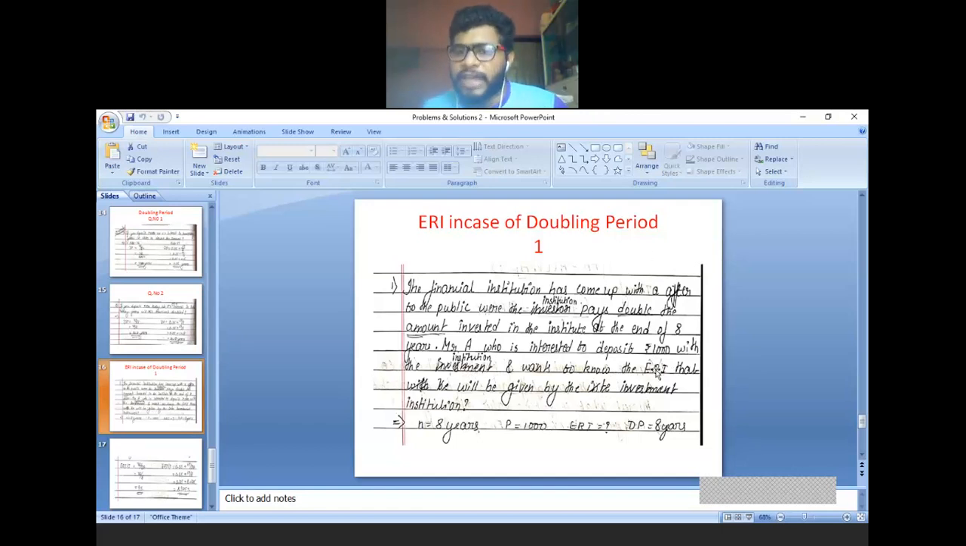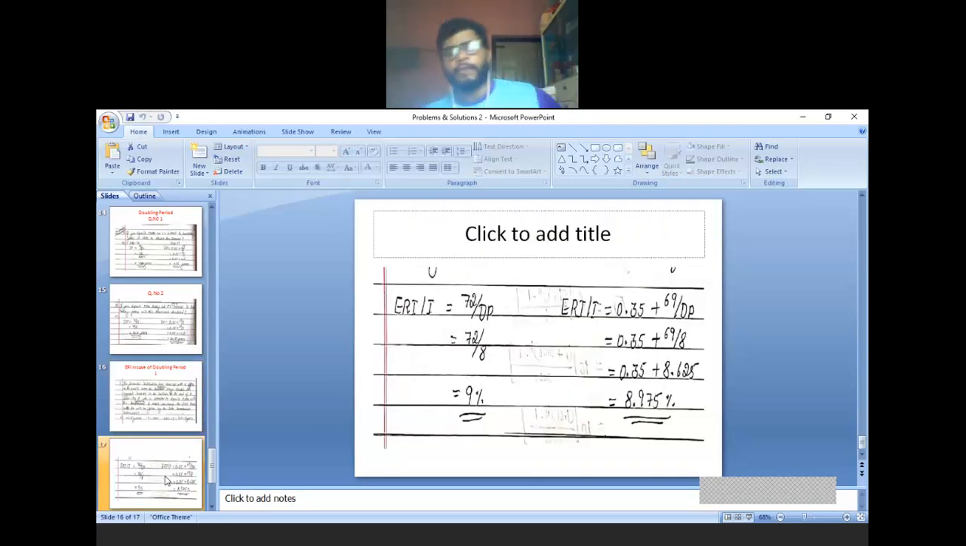So this is ERI in the case of doubling period. Why? Because they have mentioned double the amount. Therefore, it is the case of ERI in the case of doubling period. So the formula: ERI or I is equal to 72 divided by doubling period. So ERI is equal to 9%. If you apply rule 69, you will get 8.975%. Because it is ERI, it is measured in terms of percentage.